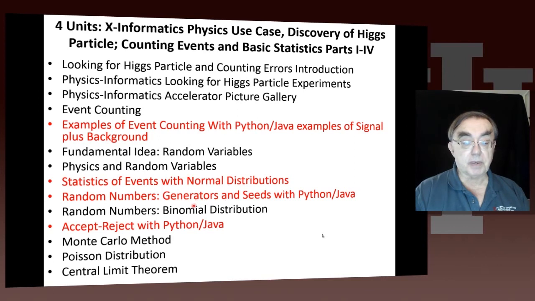So after the binomial leads on to the Poisson distribution, and then the so-called central limit theorem. So that's those 4 units. They cover not only physics and this application, but also fundamental simple statistics.